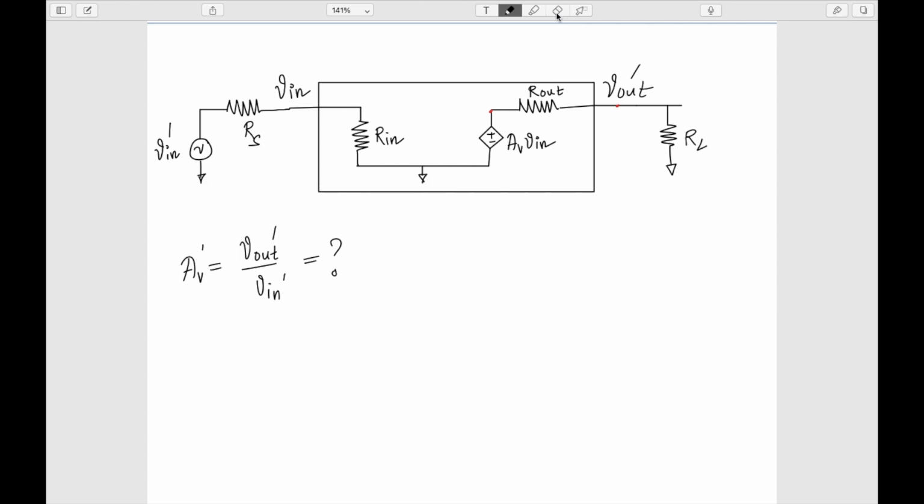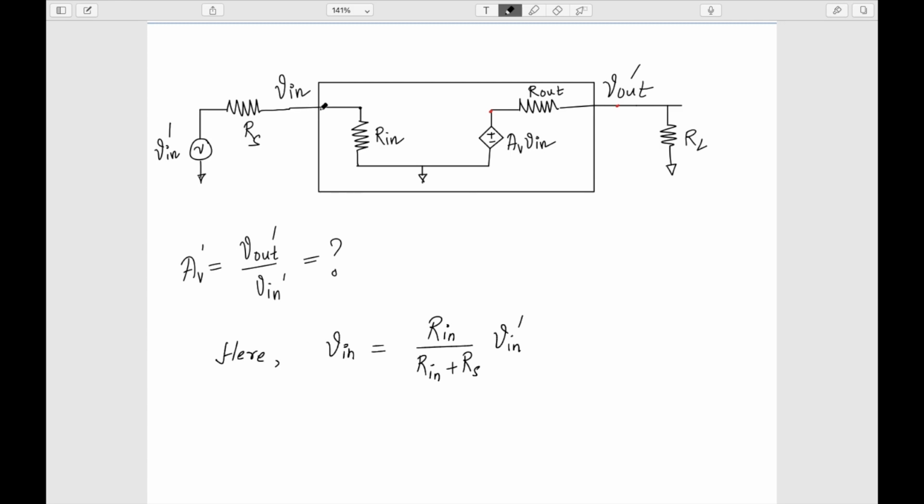So let's try to write down the expression of the gain using this equivalent model. Now if you see here, my V in is a simple voltage division of R in and Rs. So here my V in is equal to the voltage division of R in and Rs into V in dash here.